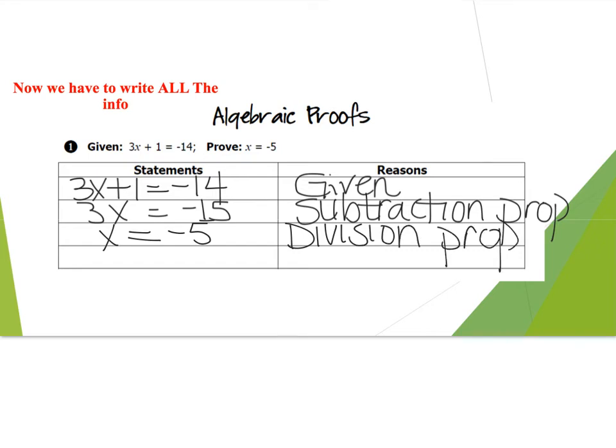Now, we have one more row here. Does that mean we have one more step? Well, we don't go by rows. We go by, did we prove what we needed to prove? X is equal to negative 5. And so we get a check plus.